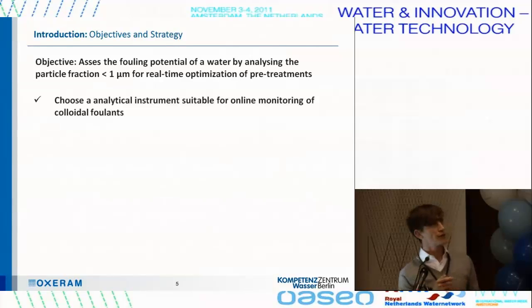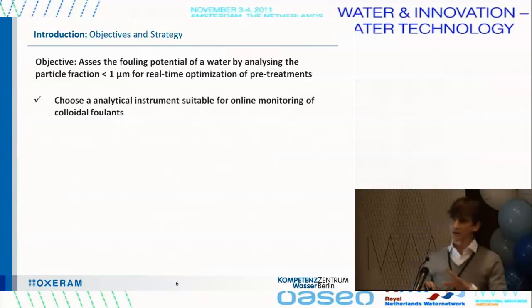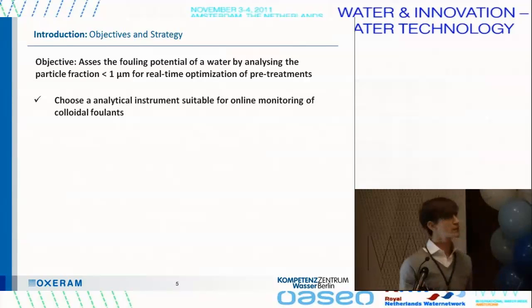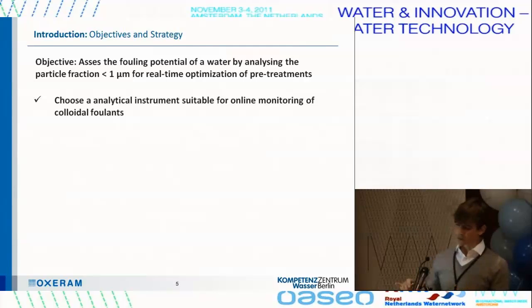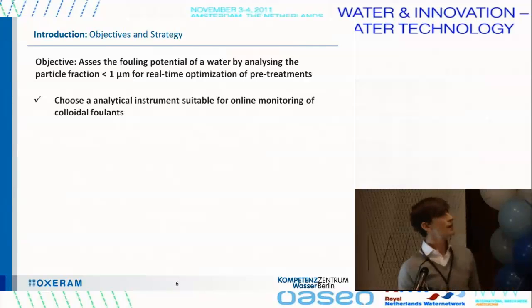Therefore, in a pre-study, we tested a lot of instruments to measure particles in the range below 1 micrometer. We tested dynamic light scattering techniques and also fluorescence techniques. But in the end, an instrument was chosen, the NanoSight, which uses nanoparticle tracking analysis for sizing the particles below 1 micrometer. But I will tell you more about it later.